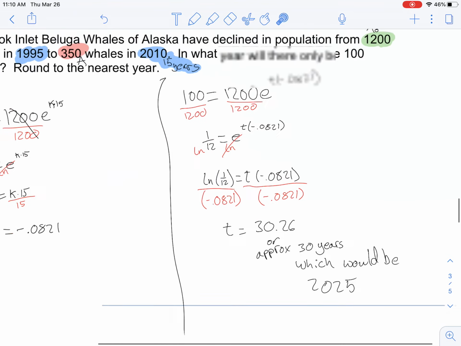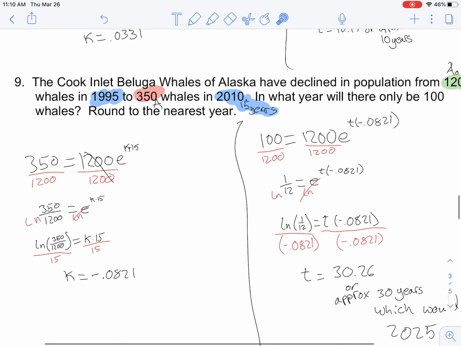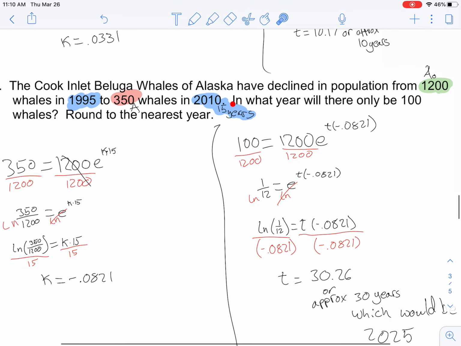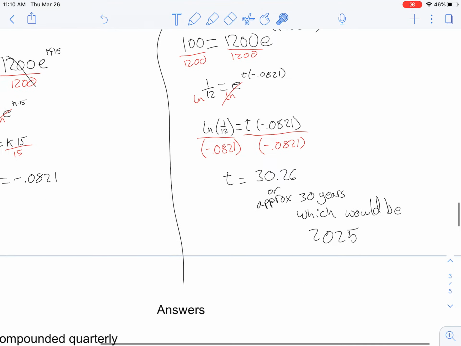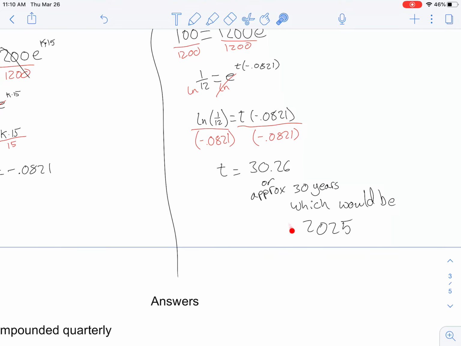And it wants to know in what year will there only be 100 whales. So I took 1995 plus 30 years, and that brings us to 2025.